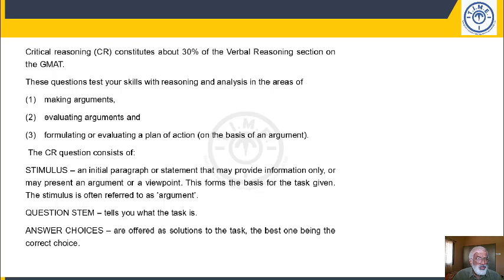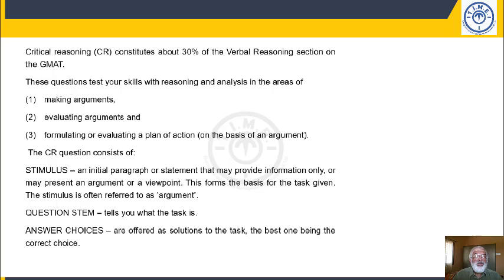Now you realize that when you look at these three, making arguments, evaluating arguments, and formulating a plan of action, you have to recognize that the word argument here is not being used in the sense of a dispute. The word argument is being used in the sense of a viewpoint that somebody is presenting and backed by adequate reason or basis. So making arguments would be viewpoints that you put together on the basis of what it is that you have.